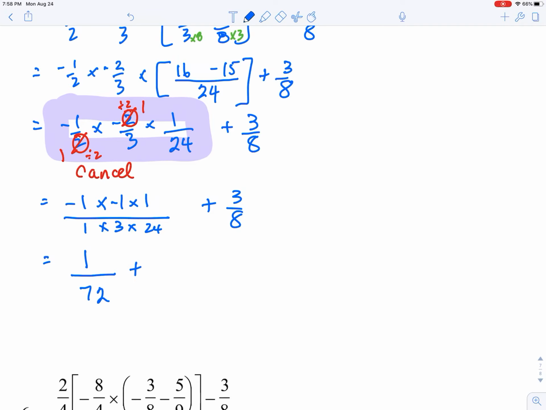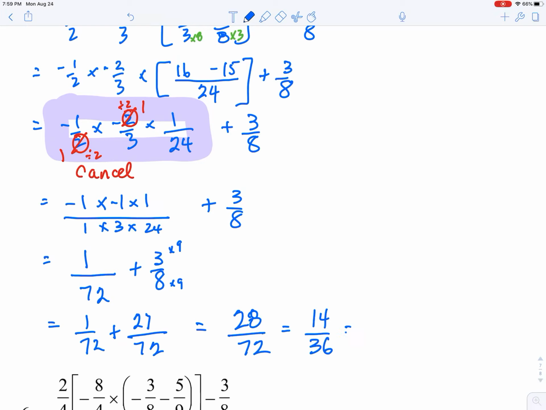So I have 1 over 72 plus 3 over 8. But now I need a common denominator. And my pen won't change. But the common denominator is going to be 72. So it's going to be 1 over 72. I'm going to have to multiply the bottom times 9 and the top times 9. So that's going to be 27 over 72, which gives me a final answer of 28 over 72, which is 14 over 36, which is 7 over 18.